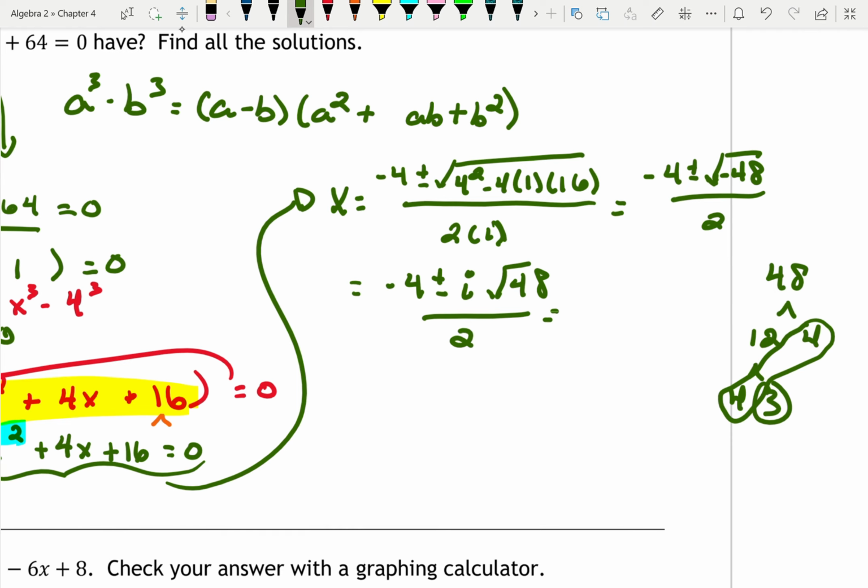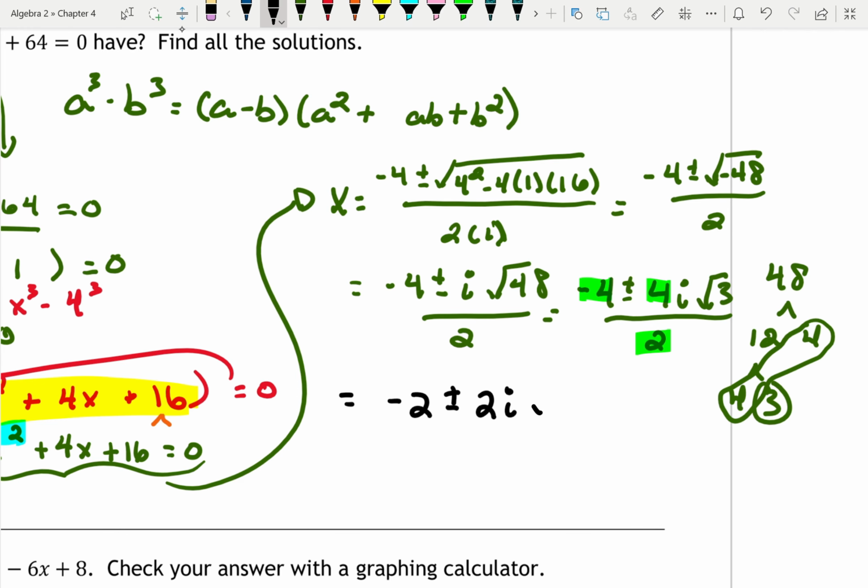This means that I can rewrite this as negative 4 plus or minus 4i root 3 now, root 3 all over 2. Now the negative 4, the positive 4, and the 2, those can all reduce, and we'll just have negative 2 plus or minus 2i root 3. And that's going to be our last answer here.